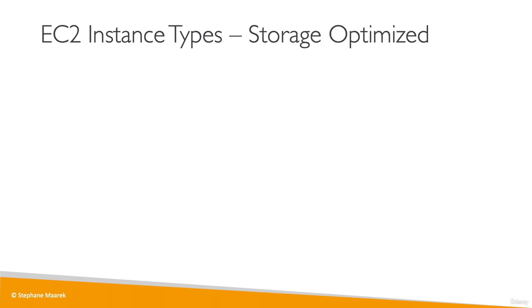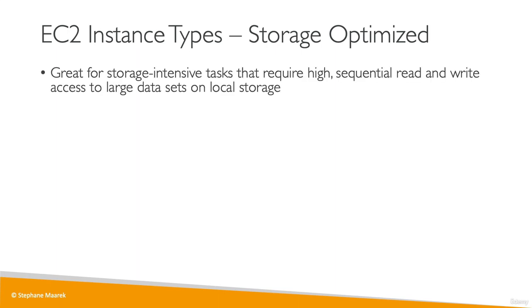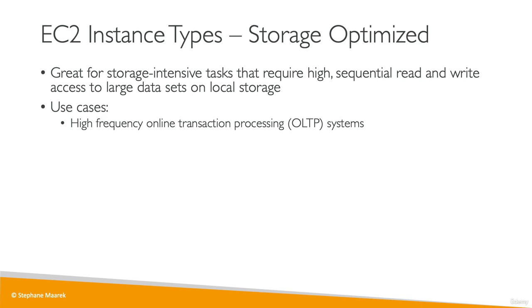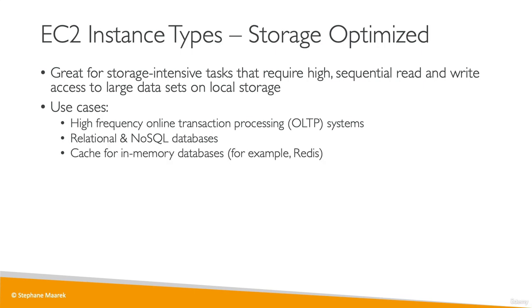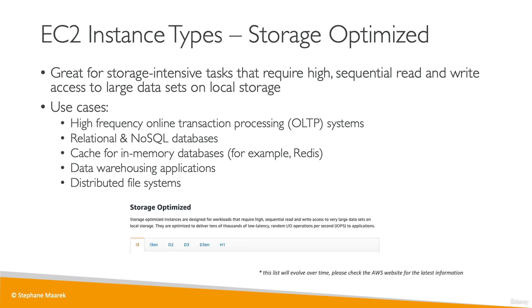Finally, we have storage optimized instances. They're great when you are accessing large data sets on local storage. The use cases are high frequency online transaction processing (OLTP) systems, relational and NoSQL databases, which we'll see in detail in the database sections, cache for in-memory databases such as Redis, data warehousing applications, and distributed file systems. The storage optimized instances in AWS start with an I, a D, or H1. Again, you don't have to remember this, I'm just giving you examples.